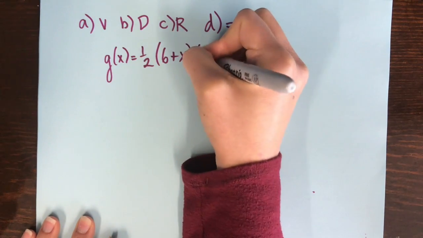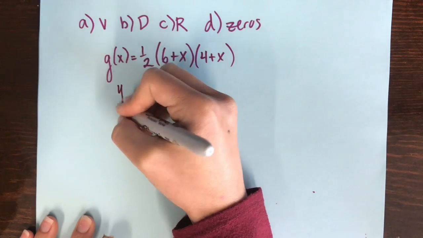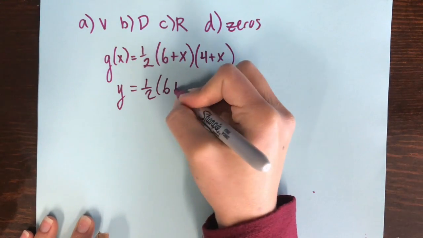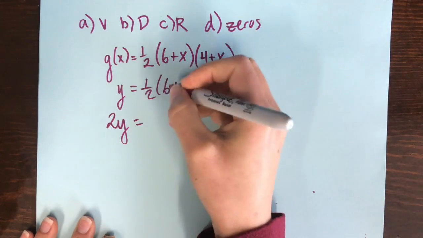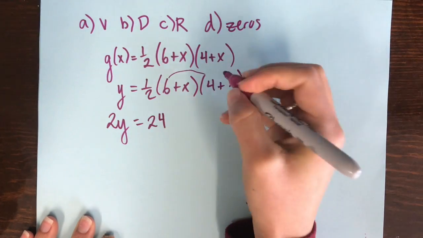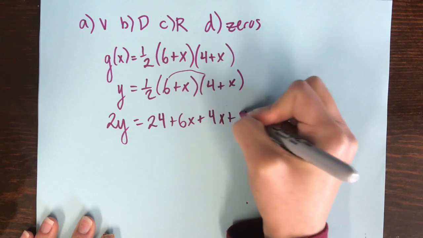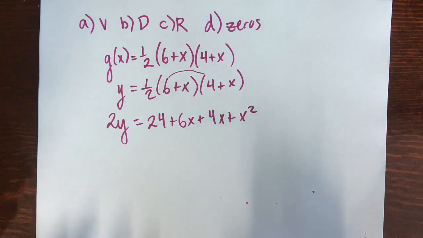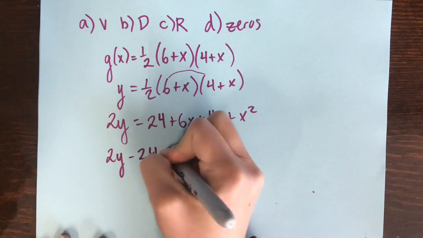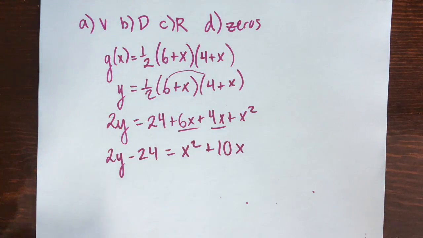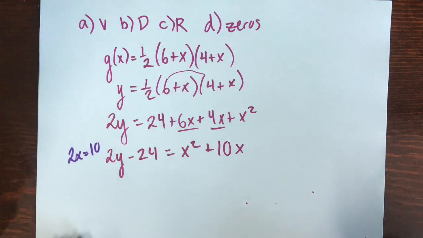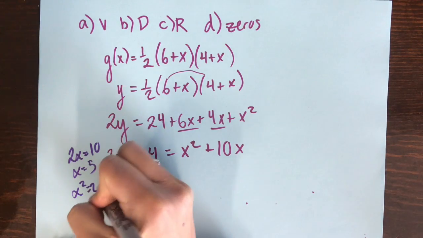So we have now another problem where we have to find the vertex, the domain, the range, and the zeros. So first thing I'm going to do is set y equal to g of x, so replace that. And then I'm going to multiply both sides by 2, so I get 2y is equal to (6 + x)(4 + x), and then I distribute that. And then I'm going to subtract the 24 that I get from distributing, and I get 2y minus 24 is equal to x squared plus 10x.